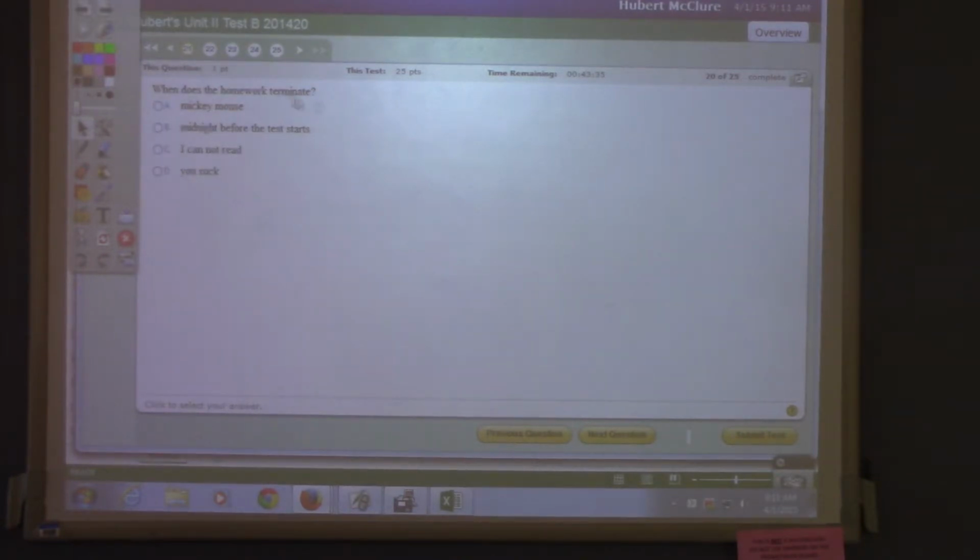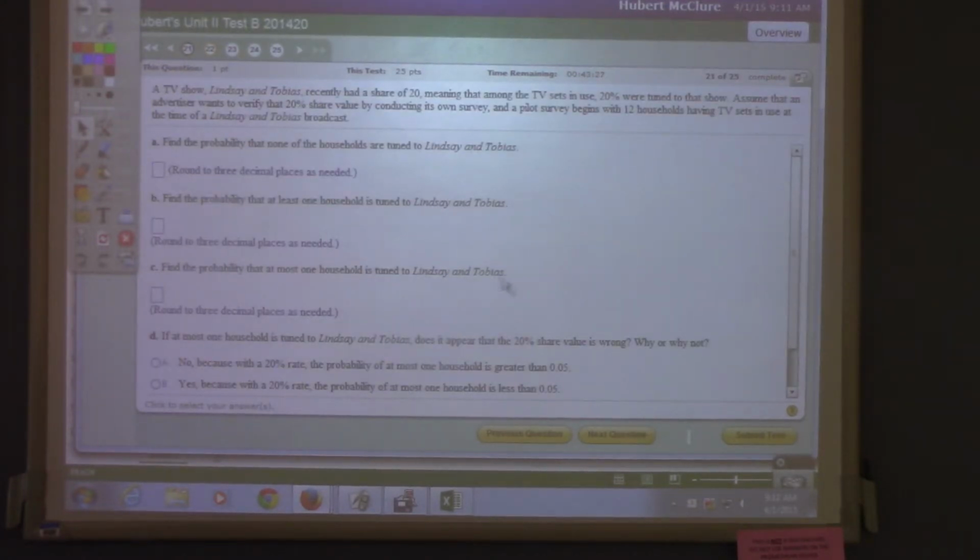When does the homework terminate? It's supposed to terminate midnight before the test, but I don't do that. I need to take that question out. Oh my God, not this one. All right.